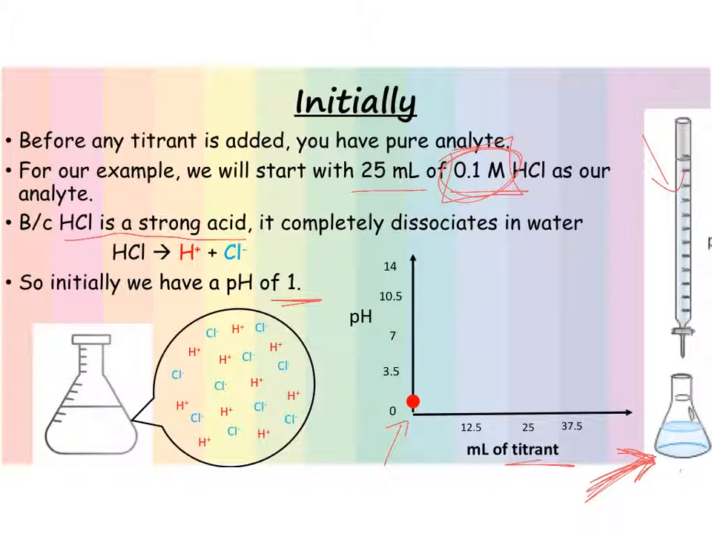Okay, now you also have to understand what is going on at the molecular level. So at this point, we only have a strong acid, so you should just have a bunch of H+ and Cl- ions in your flask.